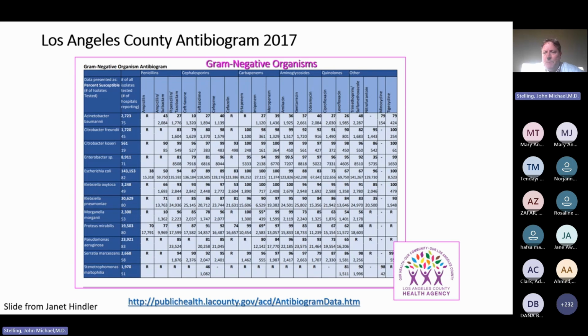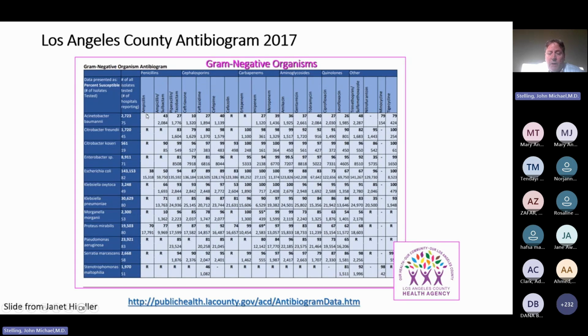I'm going to show 2 examples of multi-facility antibiograms. These data are from Los Angeles County. You see, for example, Acinetobacter, there were 2,700 Acinetobacter from 75 different hospitals. Citrobacter from 45 hospitals, and you can see the susceptibilities.